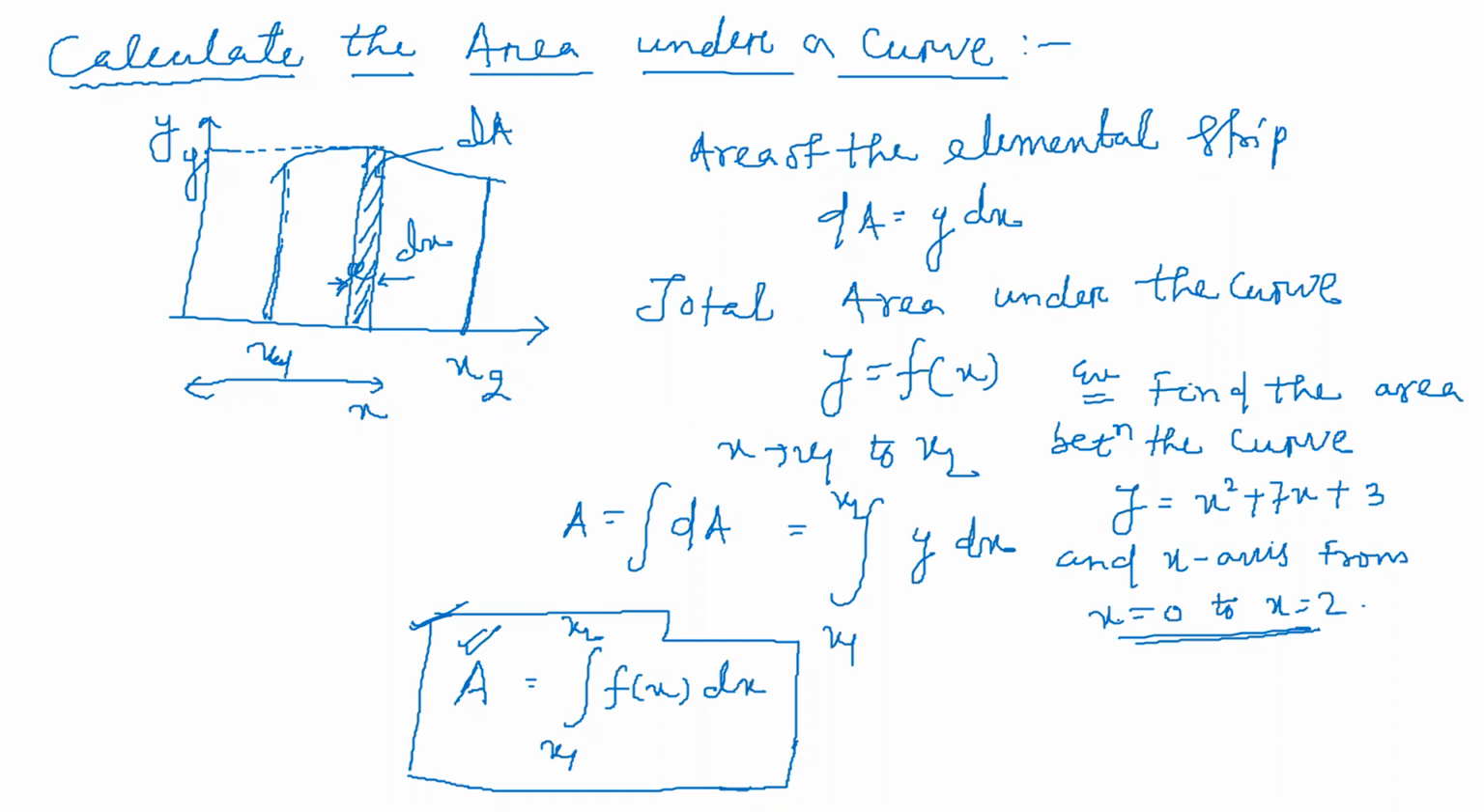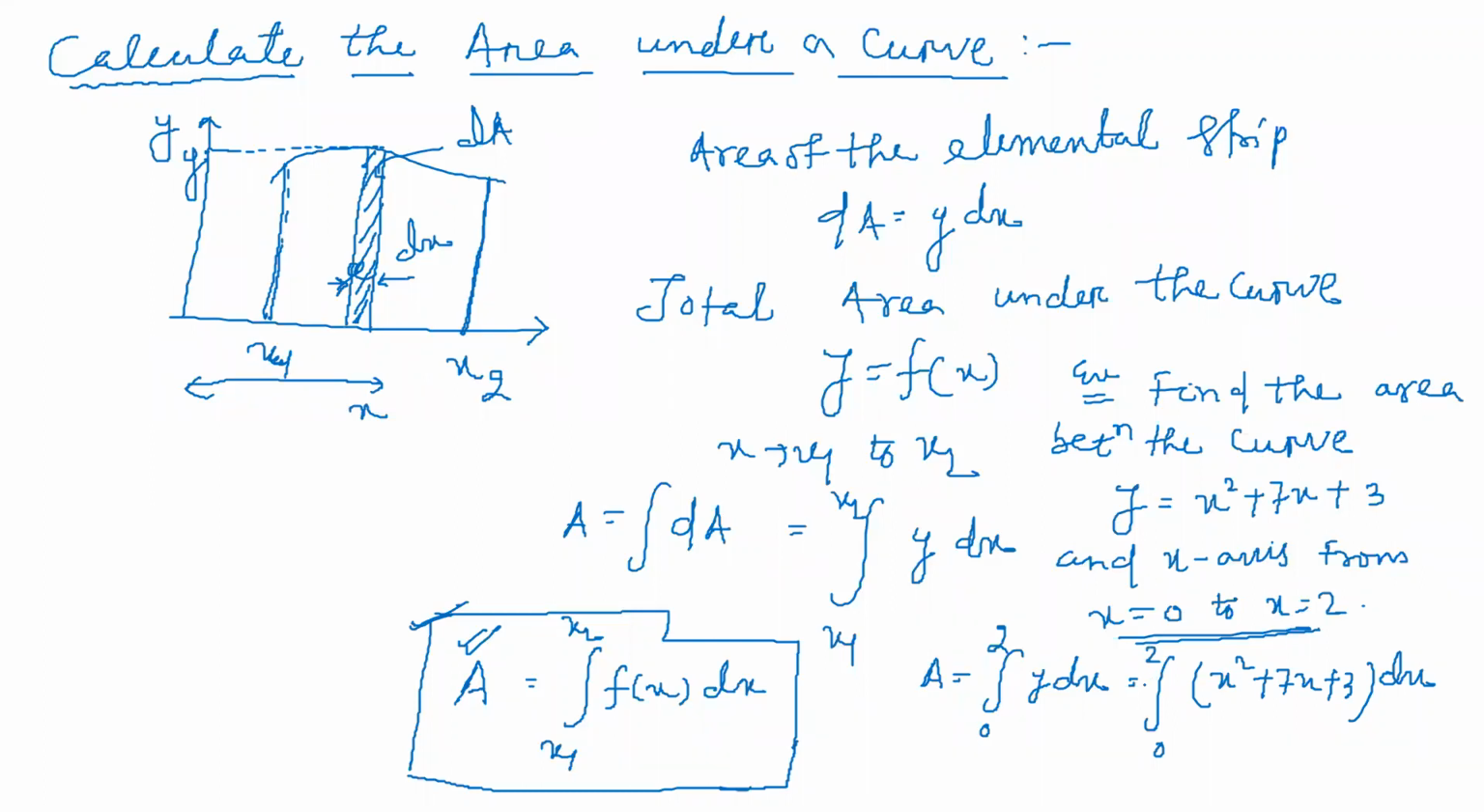Area under the curve, what you know, y is equal to a dx, that is, area is equal to integration of y dx. So x is varying from 0 to 2, students. So the lower limit you can take 0 and the higher limit you can take 2. So y is how much, students? x square plus 7x plus 3, into dx, from 0 to 2. People find out the integration, students.